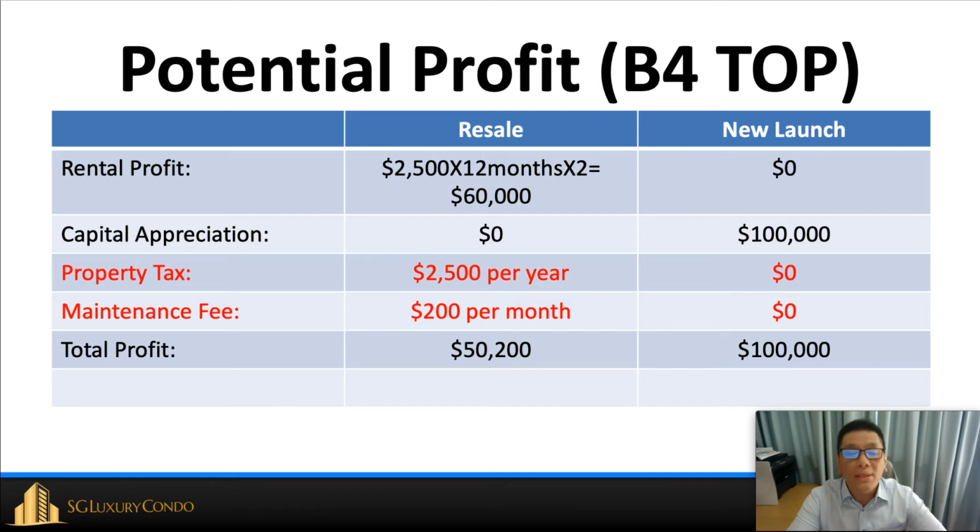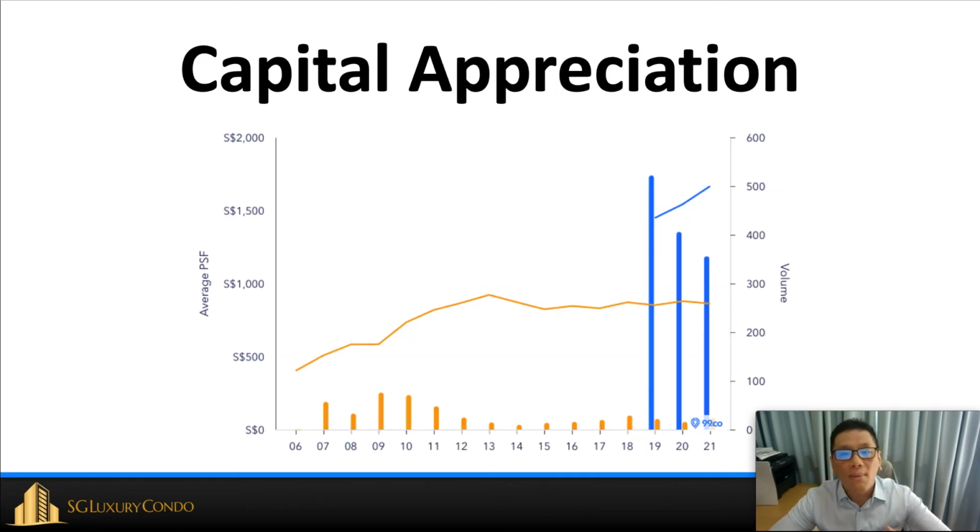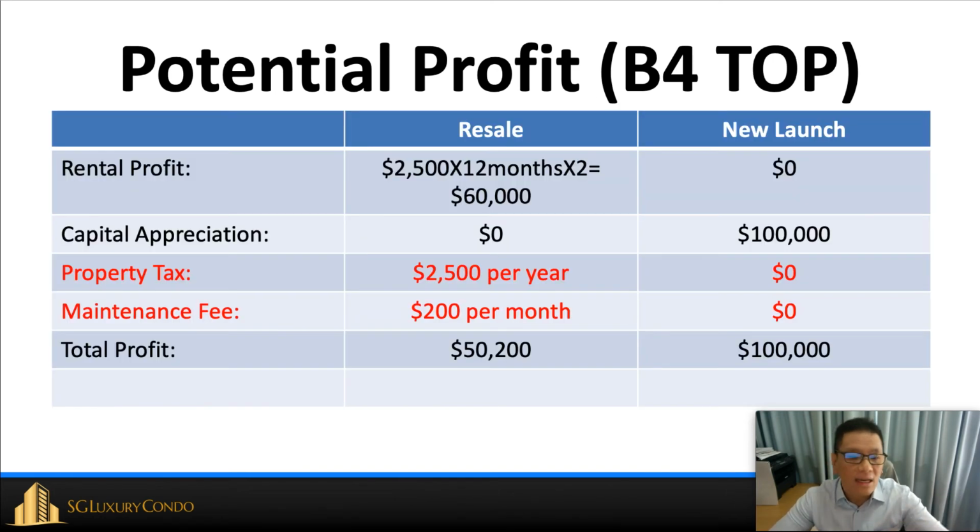Secondly, we look at the capital appreciation. Of course, from my previous slide, you can see that for the orange color, where it is a resale property, it doesn't have any growth at all. And I would expect it not to grow for the next 5 years. So if that's the case, I will still safely set a capital appreciation of $0. Okay, if you include the property tax and the maintenance fee, the total profit over a period of 2 years, you will earn 50,000 profit.